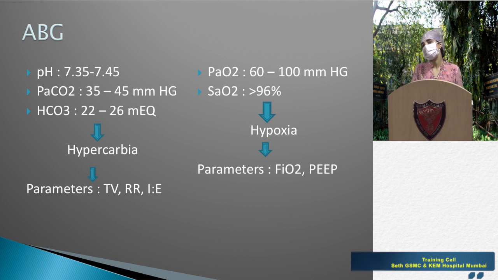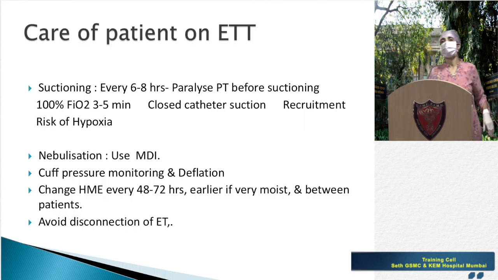So what if the saturation is low or the PO2 is low? So there is hypoxia. So the parameters I have to change on the ventilator are to increase the FiO2 or increase the PEEP. So the care of the patient when the patient is on endotracheal tube is suctioning.